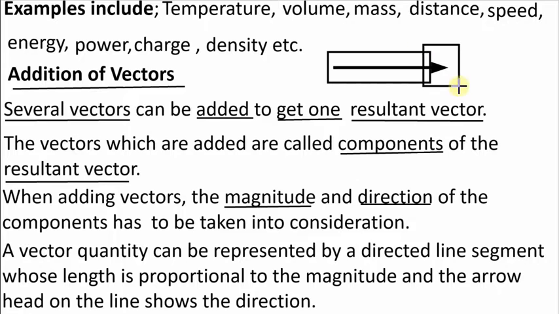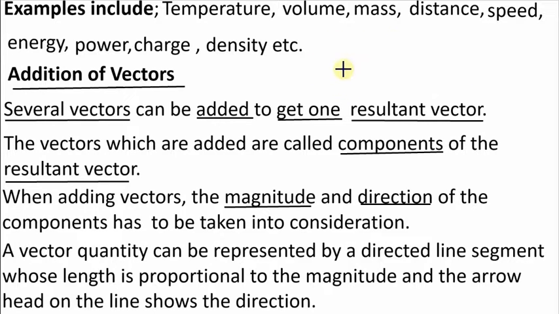Then this part here, it's what we are calling the arrow. So a vector quantity must have these things here. It can be represented by a line segment like this. Now what we are saying is that a vector quantity can be represented by a directed line segment.